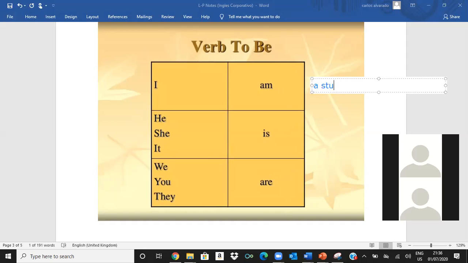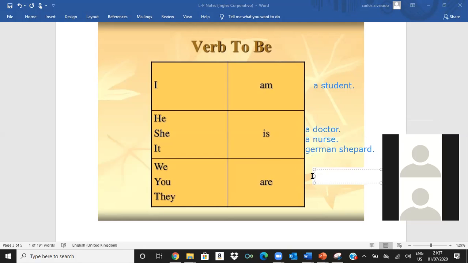I am a student. Okay. You can also say here, he is a doctor. Or she is a nurse. Perdón, a, el artículo a. Nurse. It is a, estoy hablando de una mascota. It is a German shepherd. Pastor alemán. It is a German shepherd. Okay. Si alguien me pregunta, ¿y qué tipo de raza es tu perrito? It is a German shepherd. Okay. For example. So, do you see? Uso el sujeto, el verb to be, y el complemento. I am a student. He is a doctor. She is a nurse. Okay.